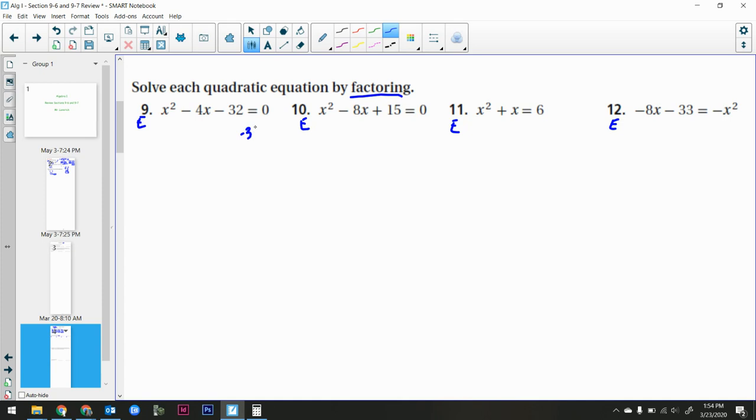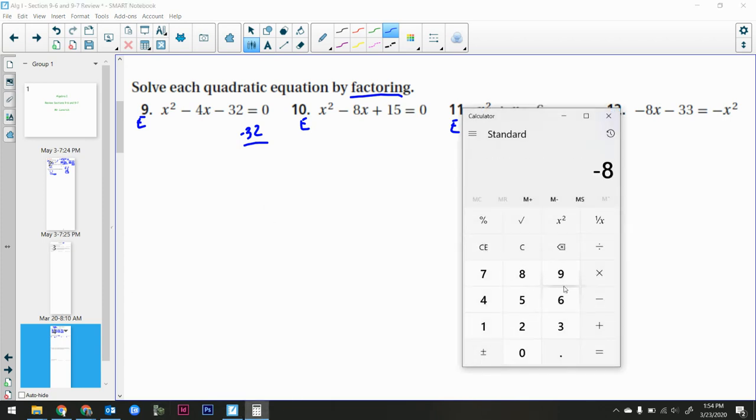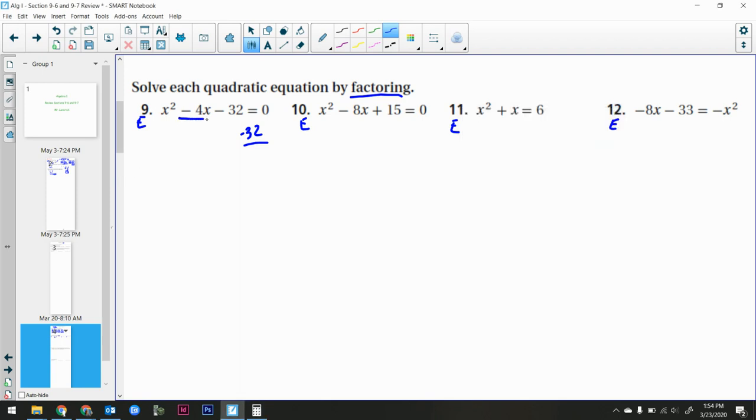So what I do here is I take the factors of negative 32 that add to get to negative 4. What would those be? Negative 8 and 4, is that right? Negative 8 times 4. Is that negative 32? Yes, it is. And negative 8 plus 4 is negative 4, right? And that's what we were looking for. All right, so now that we got that handled, x minus 8 and x plus 4 equals 0. We set both of them equal to 0.